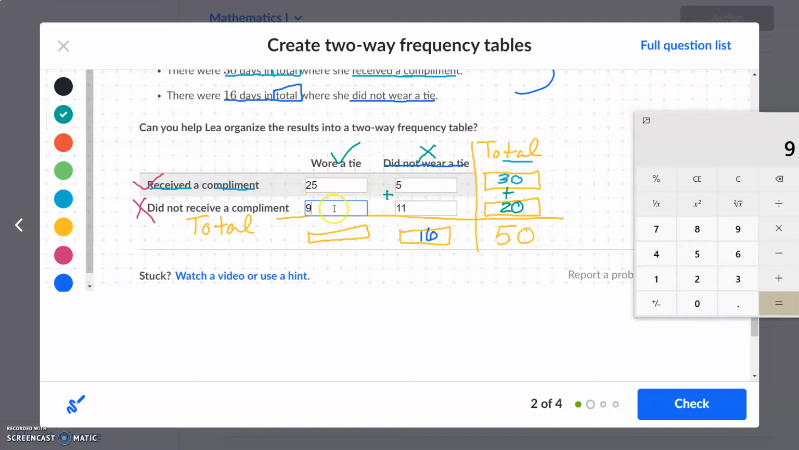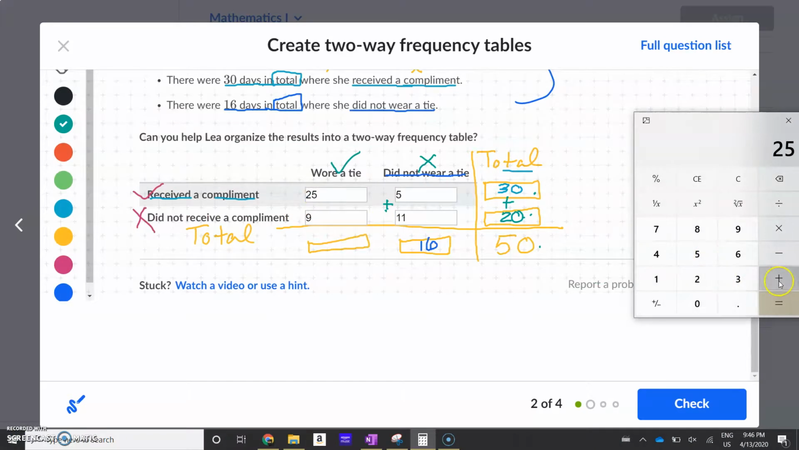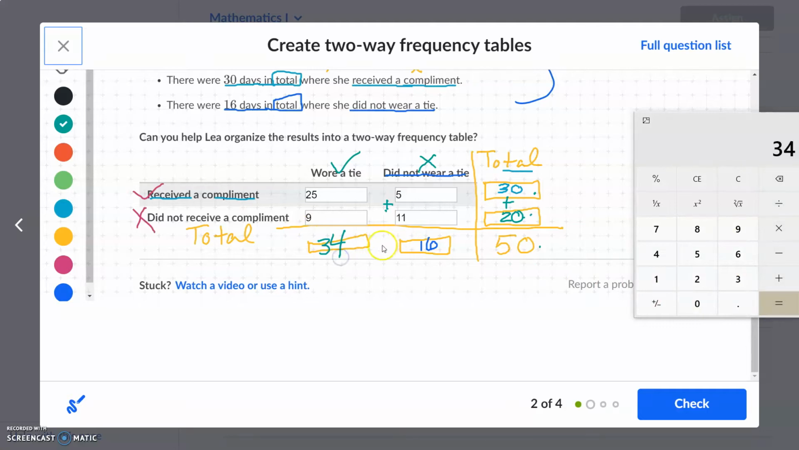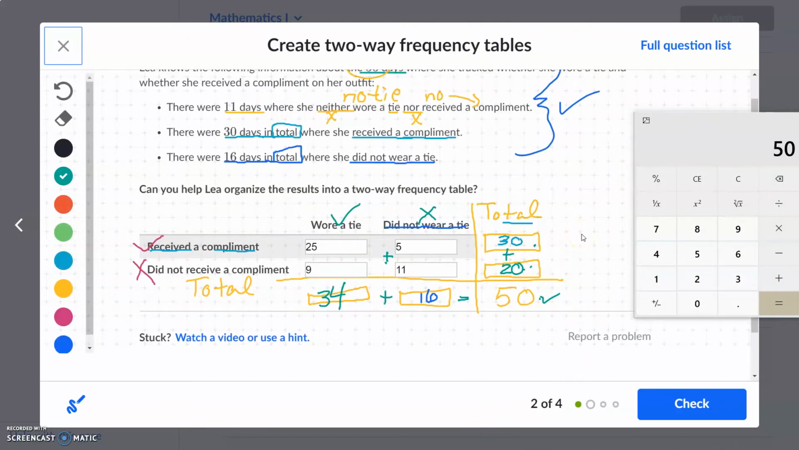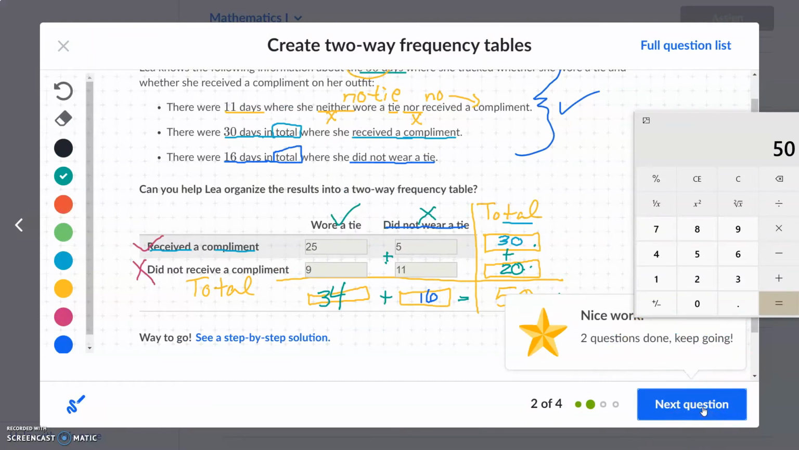So 25 plus 5 is 30. 9 plus 11 is 20. 30 plus 20 is 50. We want to make sure they all add up properly so we can be sure of our answers. 25 plus 9, what's that? 25 plus 9 is 34. So this total here would be 34. And is 34 plus 16 equal to 50? Yes. So those should be the answers because everything in the chart adds up the way it's supposed to. So we'll check. There you go.